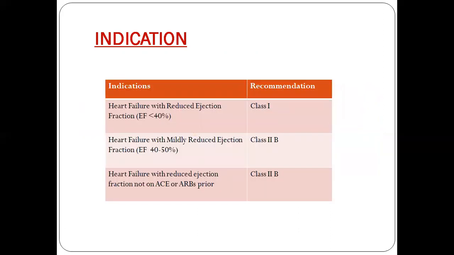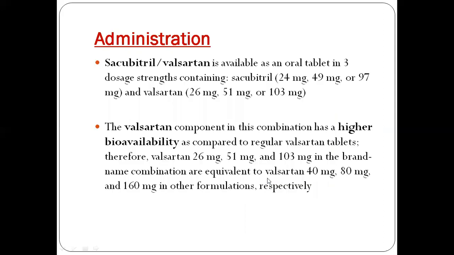So overall, what are the indications for use of ARNI? First is heart failure with reduced ejection fraction, that is EF of less than 40, which is a class 1 recommendation. Next, heart failure with mildly reduced ejection fraction, that is EF between 40 to 50%. The new ESC Guidelines 2021 mention that it may be used, a class 2B recommendation. In heart failure with reduced ejection fraction who are not on ACE inhibitors or ARBs prior, it is also a class 2B recommendation.